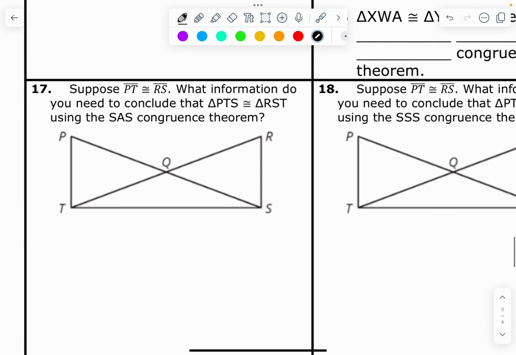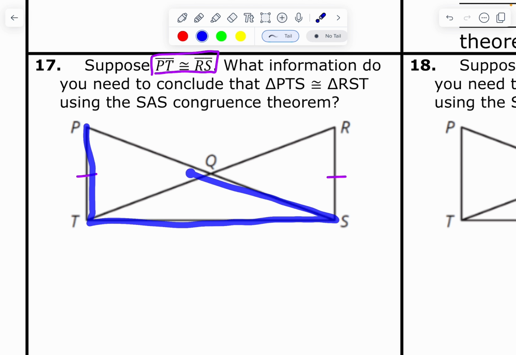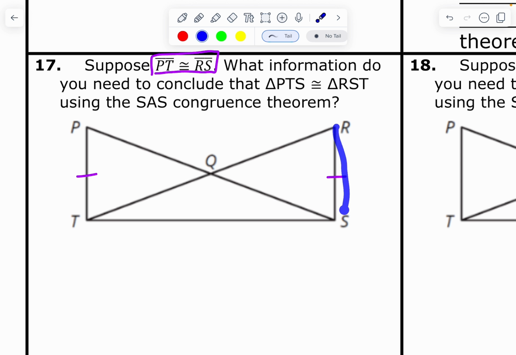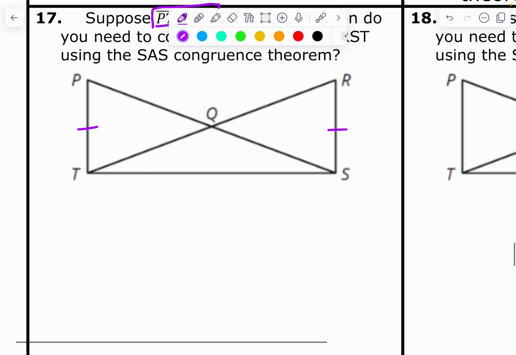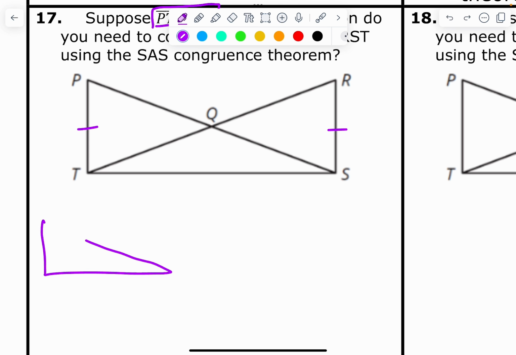Number 17, suppose PT is congruent to RS. What information do you need to conclude that this triangle, triangle PTS, is congruent to RST using the SAS congruence theorem? All right, so I'm going to start by drawing these separately. Okay, great.